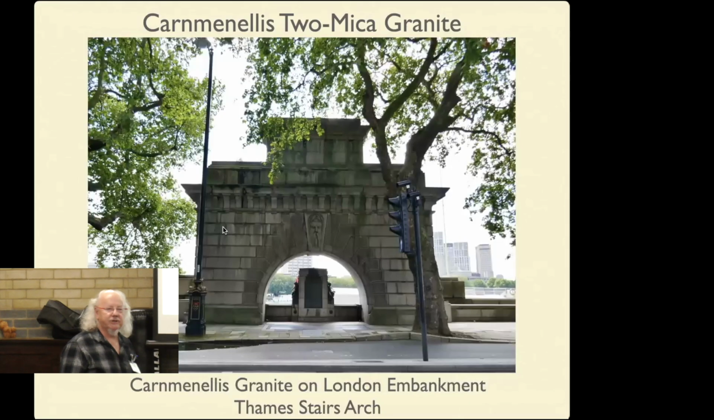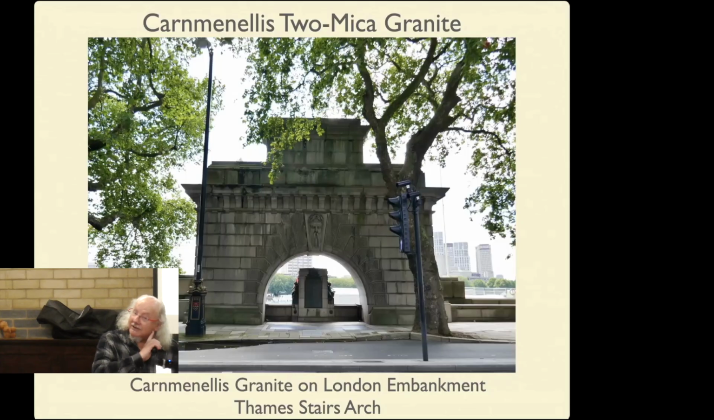And you've almost certainly seen it. This is the embankment. Those are the Thames Stairs Arch, which is made of Carmenellis granite, as is Waterloo Station. So you've all walked past it and never really looked, I know. But next time you do, see if you can spot 2 types of mica. Of course, everybody else around you will look at you weirdly, but nevertheless.